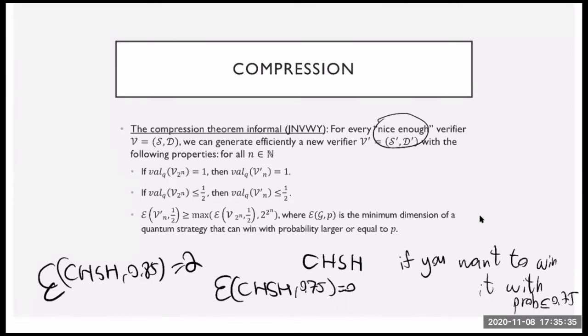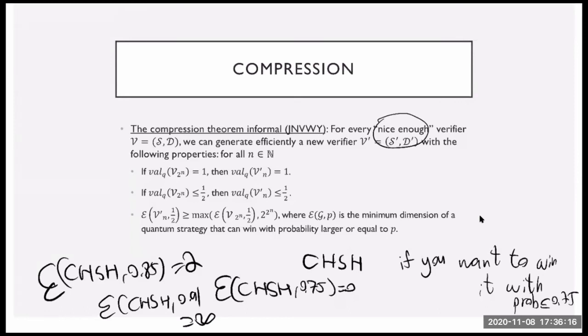Okay, but if you want to win with probability 0.9, you can't. So we said that the amount of entanglement is infinity. It doesn't mean that there is an infinite dimensional strategy that wins. It just means that there is no finite dimensional strategy that gives you this winning probability. So this is E(G,P). If you want to win this game with at least probability P, you need this amount of entanglement, meaning the dimension of the Hilbert spaces used in the quantum strategy needs to be at least d-dimensional.